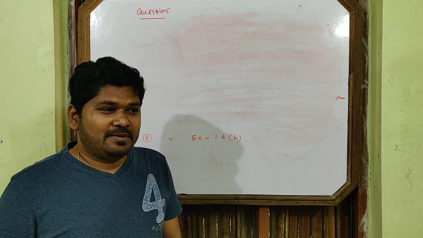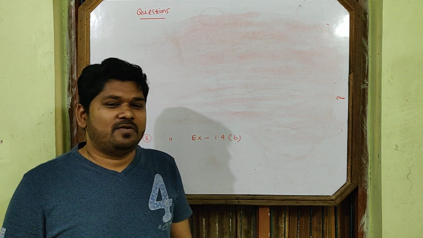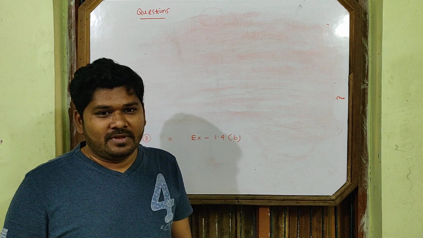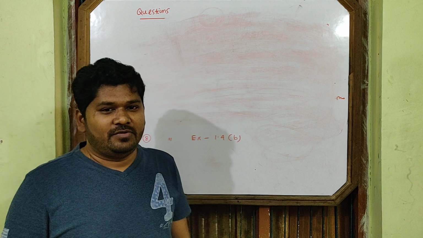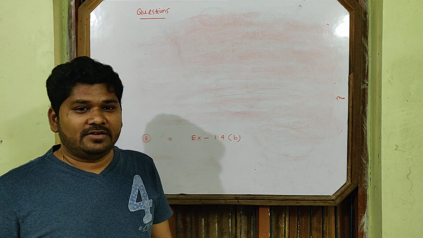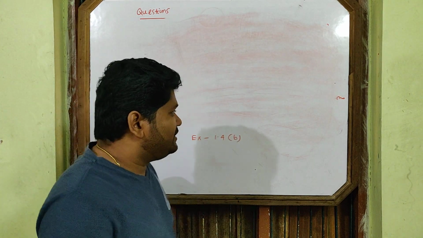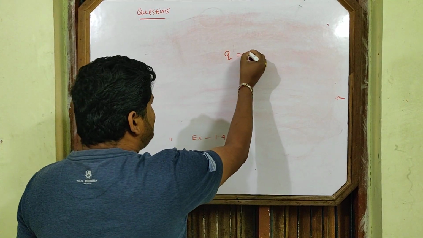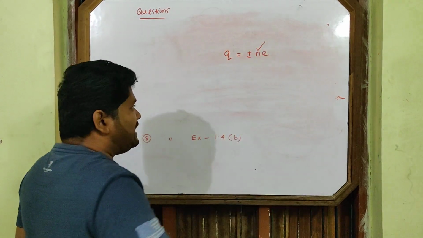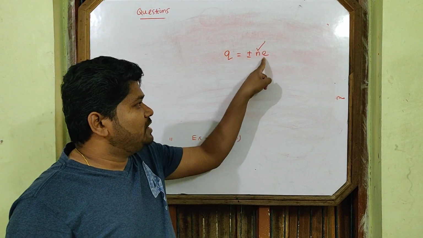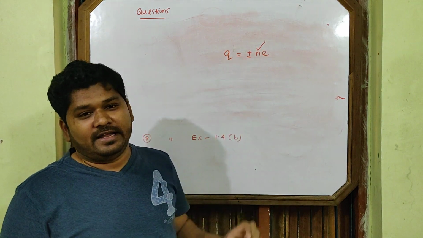Why? When the number becomes very large, then we neglect the quantization nature. Just the opposite of quantization, we take it as continuous. We consider it continuous and neglect the quantization nature. So, why on a large scale? Q is equal to plus or minus Ne. When N is very large in comparison to the magnitude of the charge, that is very, very large, in that case we neglect the quantization nature.